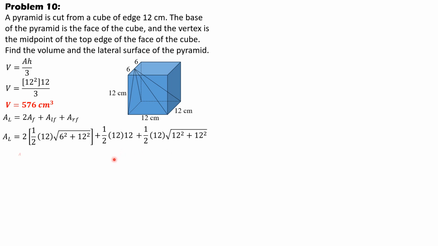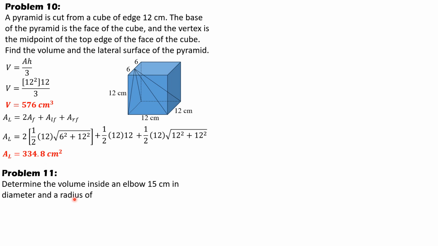So using your calculator, the lateral area is 334.8 square centimeters. Problem 11, determine the volume inside an elbow 15 centimeters in diameter and a radius of curvature of 12 centimeters.